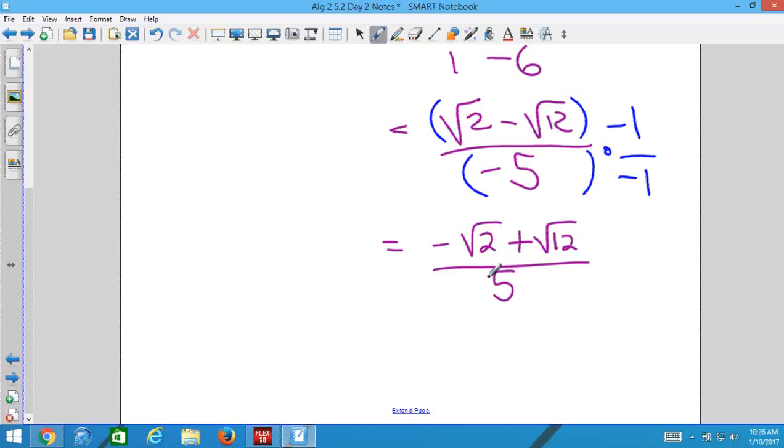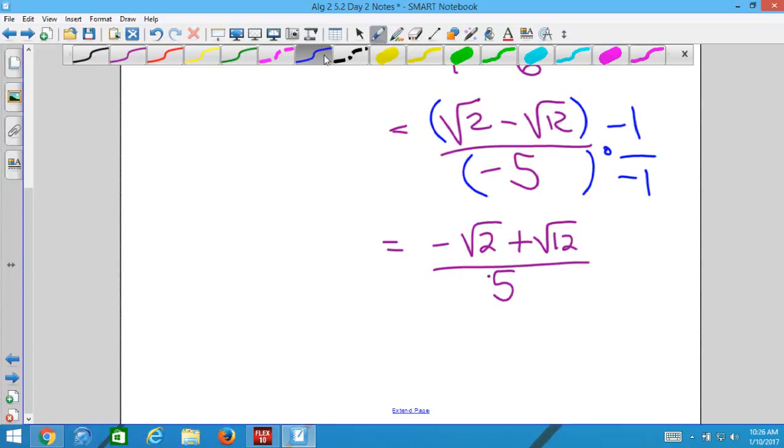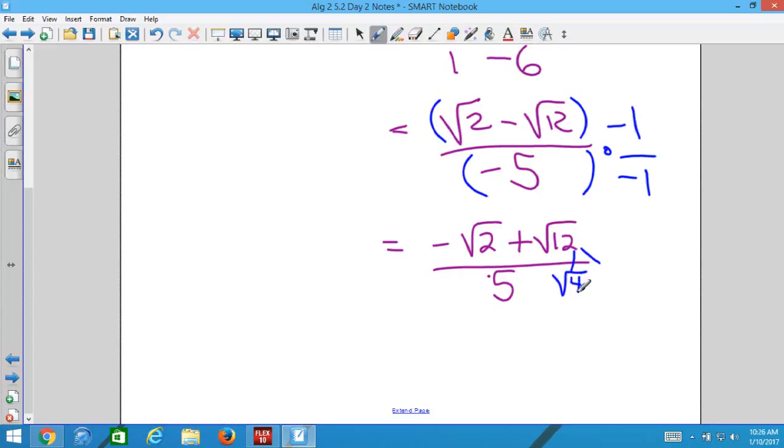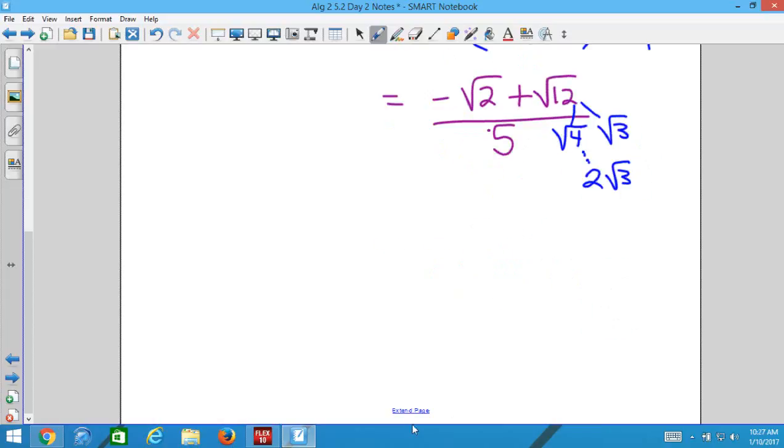Okay, so this is still not simplified. What were you going to say? Radical 12. So radical 12 has a perfect square in it. So we have to break radical 12 down. It just keeps going on. It does. So that's radical 4 times radical 3, which is 2 radical 3. So now we have negative radical 2 plus 2 radical 3 over 5.